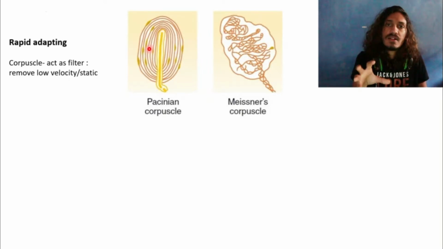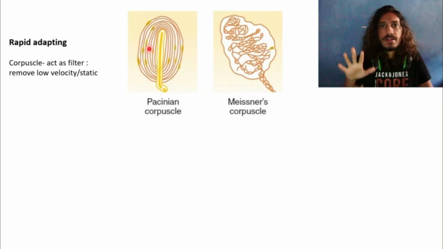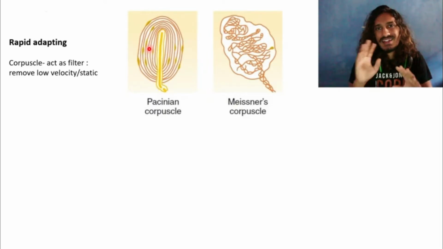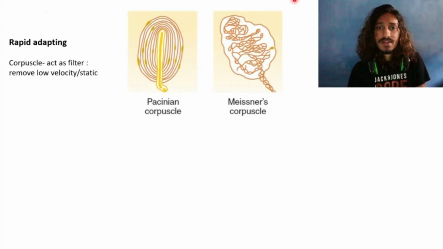On the other hand, if there is a low velocity change, it won't detect it. Or if it's a static component, it again won't detect it. So this corpuscle which is there outside acts like a sort of filter.